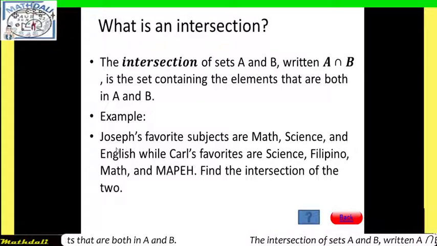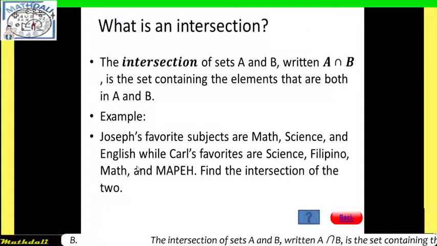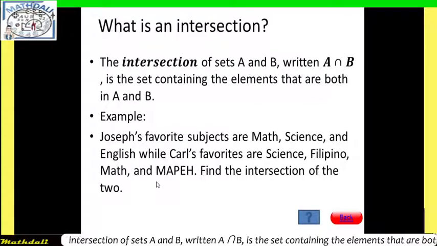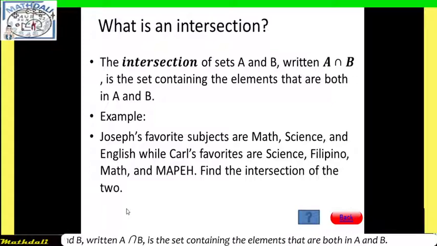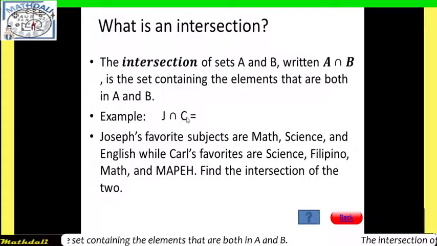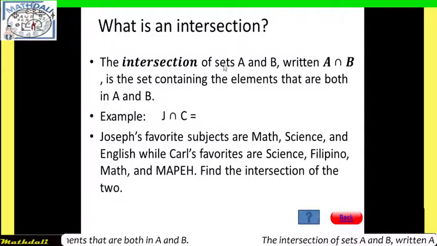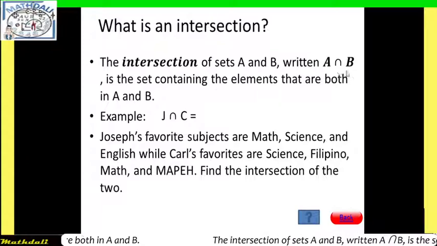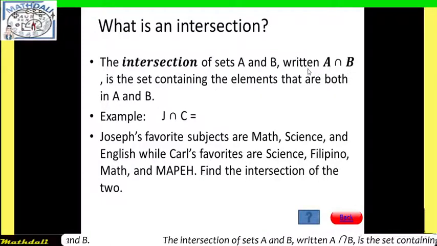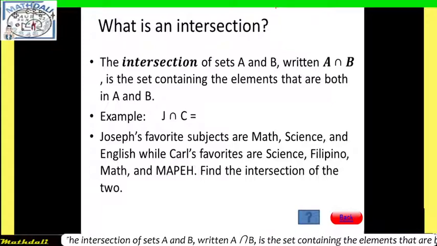Joseph, example natin. Joseph's favorite subjects are math, science, and English, while Carl's favorite subjects are science, Filipino, math, and MAPE. Find the intersection of the two. Okay, so ang hahanapin natin ay ang intersection ng dalawa. Bago iyan, illustrate ko muna sa inyo kung ano ang intersection gamit ang ating Venn diagram. Dito na lang sa taas.